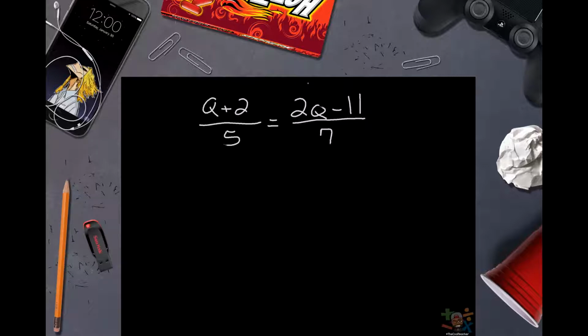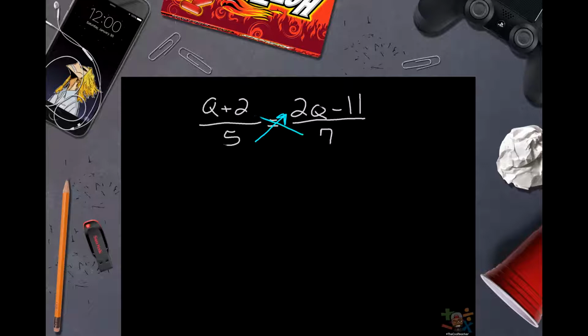Now this looks a whole lot different than just two fractions that are equal to each other, but this is still a proportion, and we can still solve this very easily using the same exact method that we've used before. If you remember from my first video, which I'll link above, that talked about proportions, we have to cross multiply.